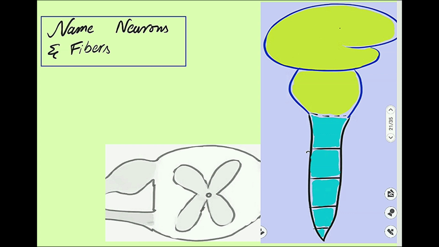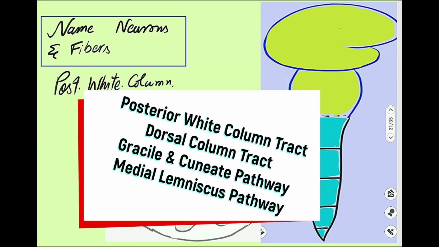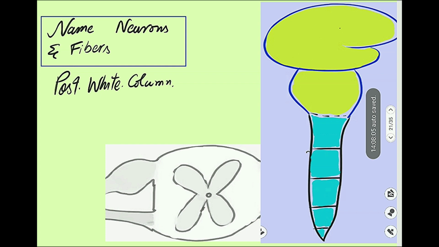Now, naming the neurons and fibers of the posterior white column tract. This posterior white column tract is also known as the dorsal column tract, the gracile and cuneate pathway, and also as the gracile cuneate medial lemniscus pathway. All these names are relevant to its anatomy. This tract has its first order neuron in the dorsal root of the spinal cord here.